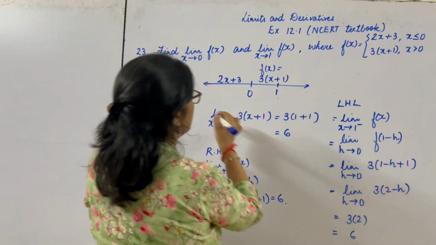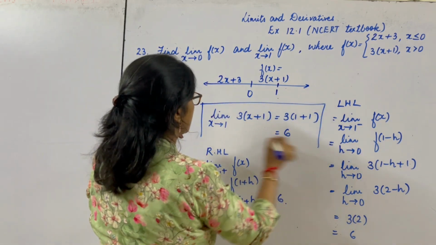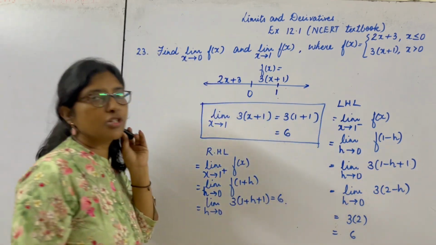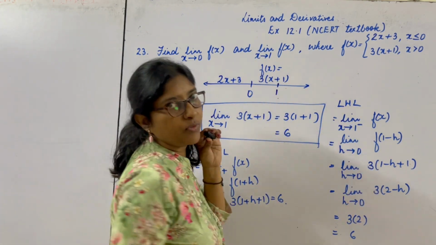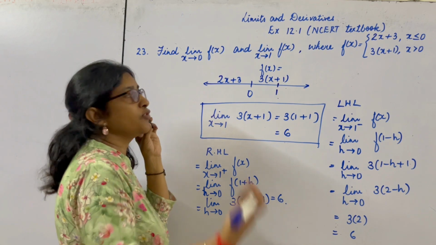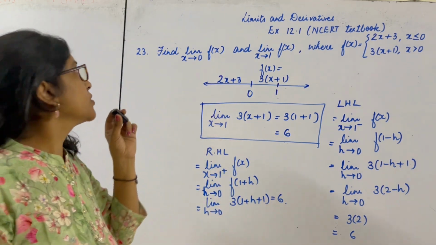This is the other method. This is also fine. You can do it in this way also, because here the function is not defined in a different way. It is the same for less than 1 and greater than 1 both. If it is different, we can follow the previous method. So now let's go to question number 24.